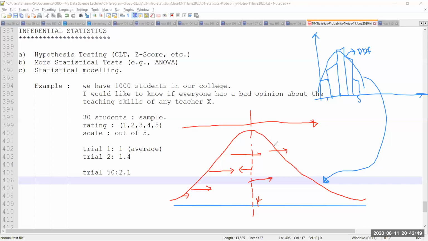But this shape may not always look like a normal distribution. Also, this kind of sampling distribution may not really be a statistically correct normal or standard normal distribution. This is something that we need to figure out. We need to figure out using the tests. Right?